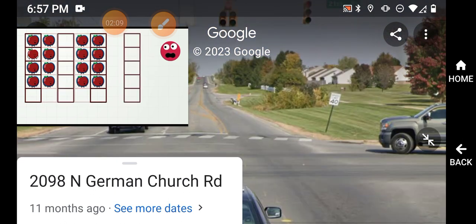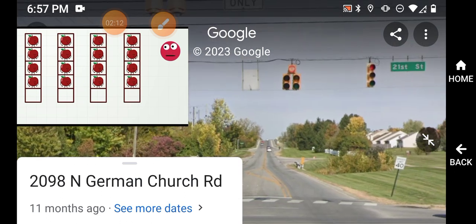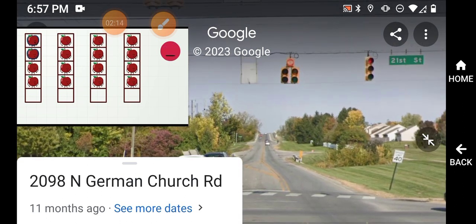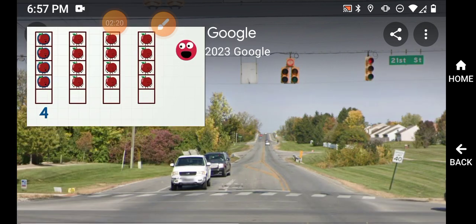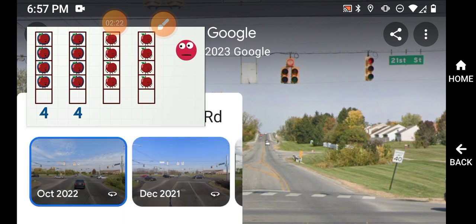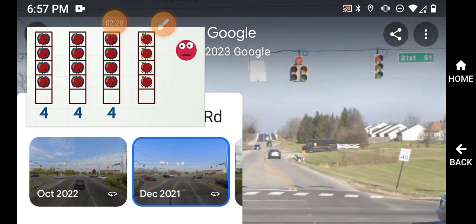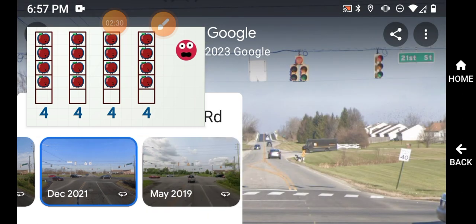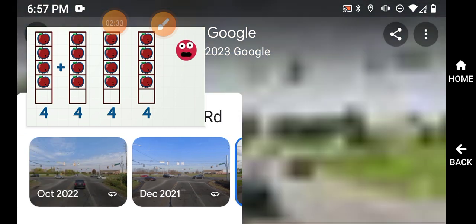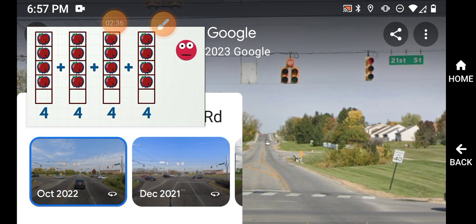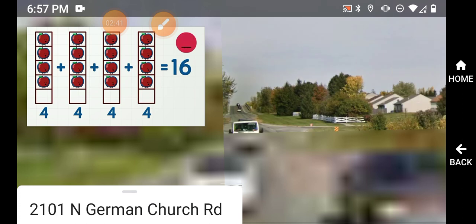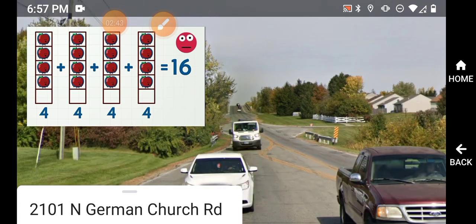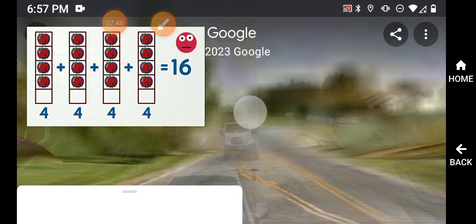Okay, one last time. Move, apples. Oh, cool. Now we have 1, 2, 3, 4 apples here. And the same number, 4 apples here. The same number, 4 apples here. And the same number, 4 apples here. 4 groups of 4. 4 plus 4 plus 4 plus 4 is 16. So the number 16 can also be made up of the numbers 4, 4, 4, and 4.